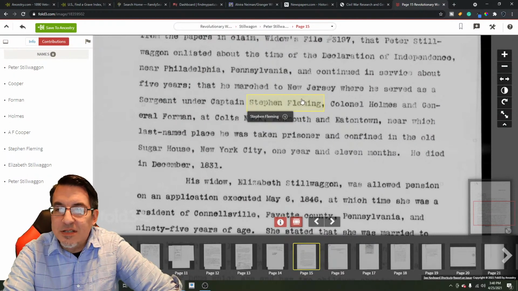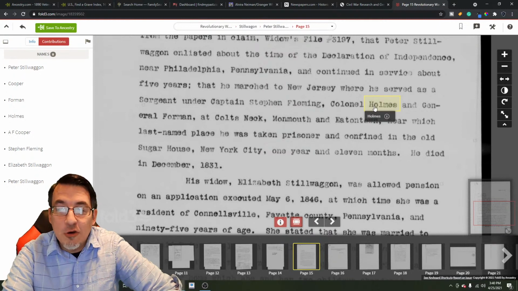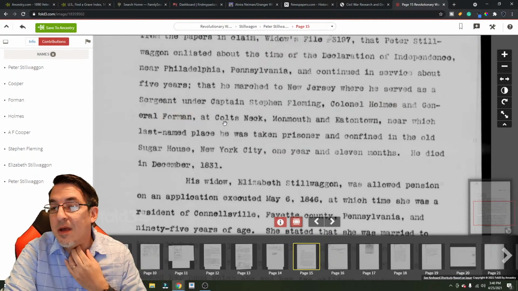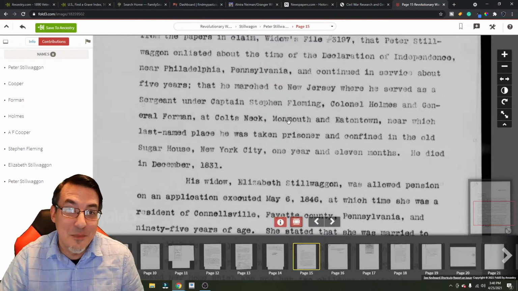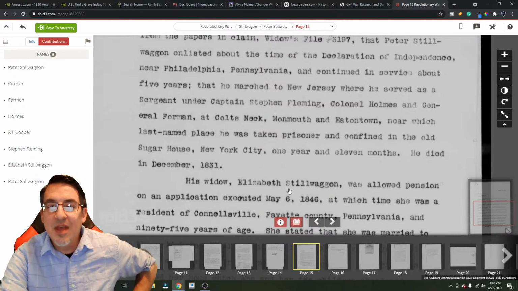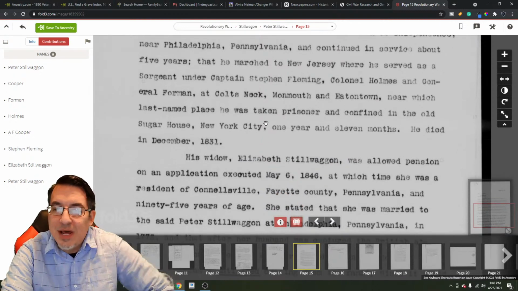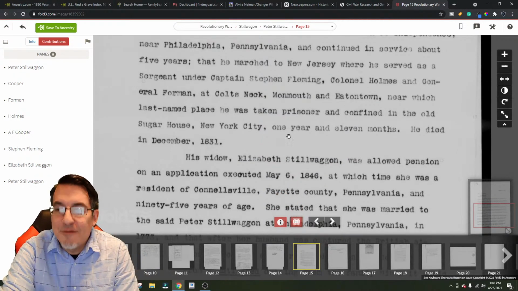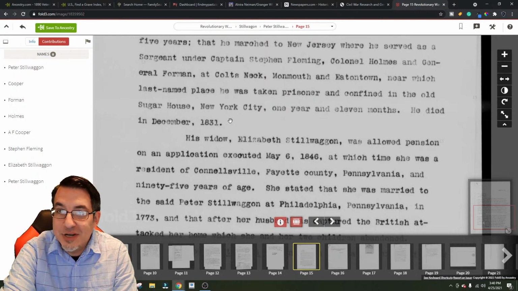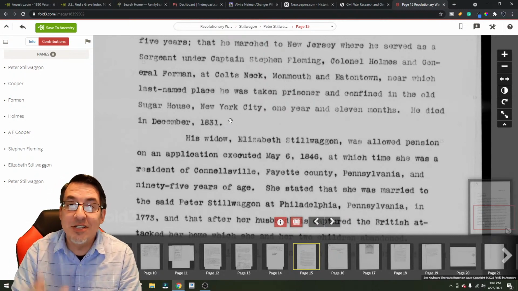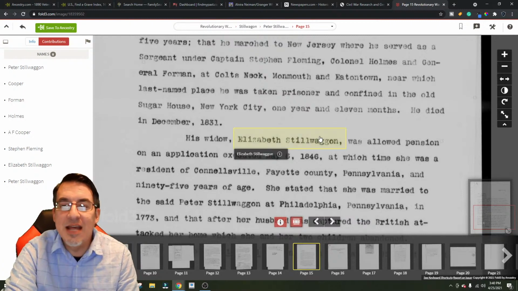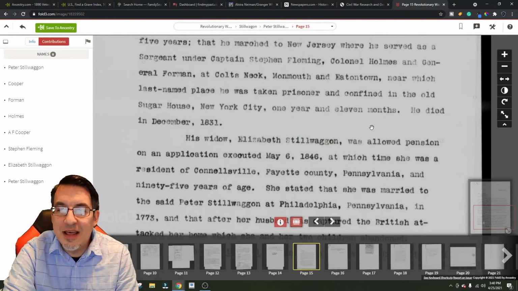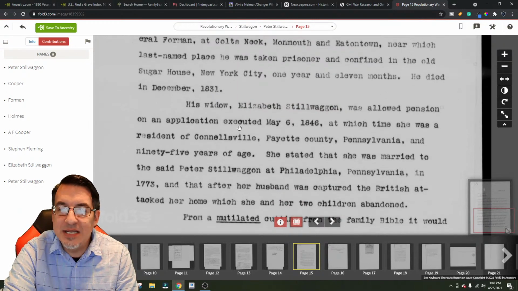He served 5 years. He marched to New Jersey, where he served as a sergeant under Captain Stephen Fleming, Colonel Holmes, and General Foreman at Colts Neck, Monmouth, and Eatontown. So now I know my ancestor was in the Battle of Monmouth from this, near which the last named place he was taken prisoner and confined in the old Sugar House, New York City, which, by the way, there's a monument to in one of the walls of the old Sugar House prison. It's still there in downtown Manhattan, for a year and 11 months. He died in December 1831.